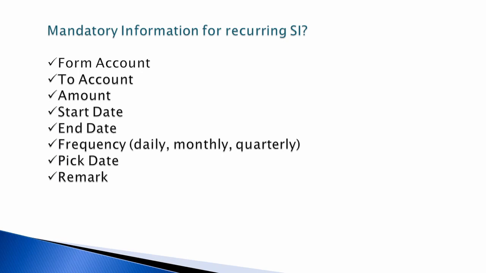Mandatory information required for recurring standing instructions. You need from account, to account, amount, start date, end date, and frequency. It may be daily, monthly, quarterly, half yearly, or pick a date. If you give monthly, you can choose every month the 5th or the 10th for the transfer, and the remarks. So these are required for recurring standing instructions.